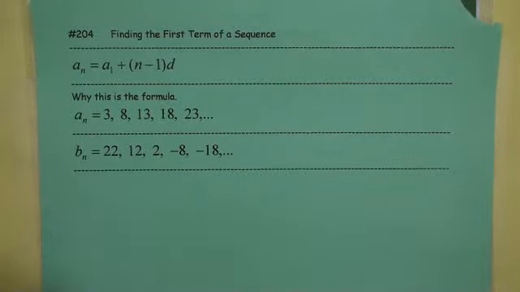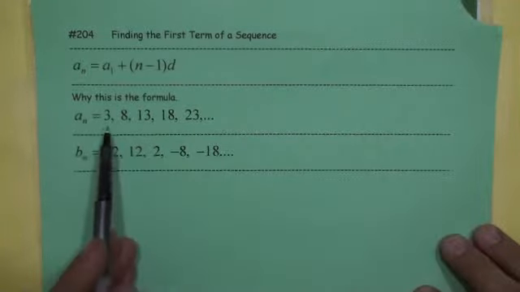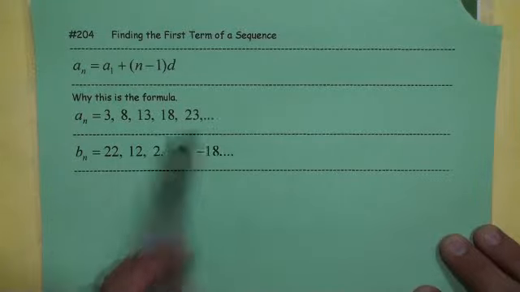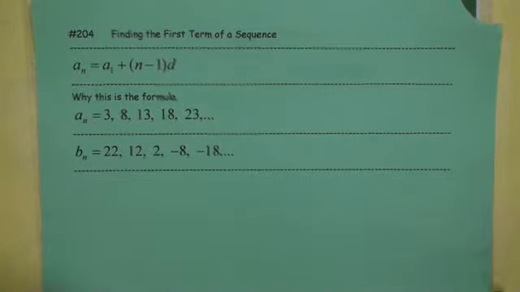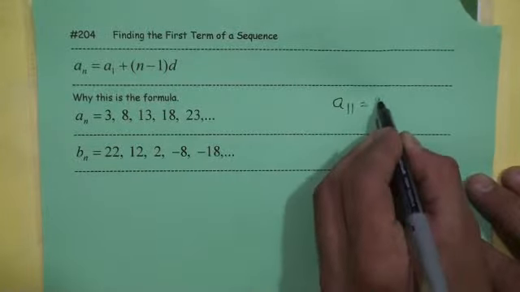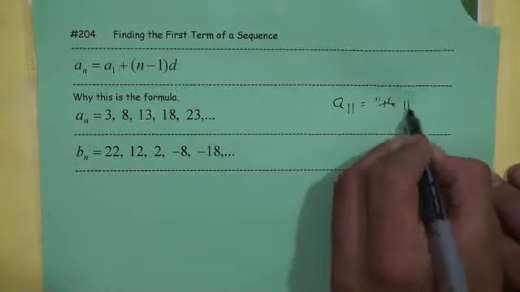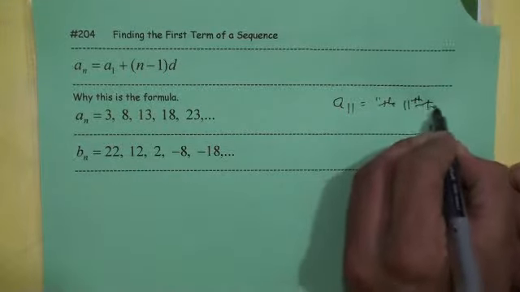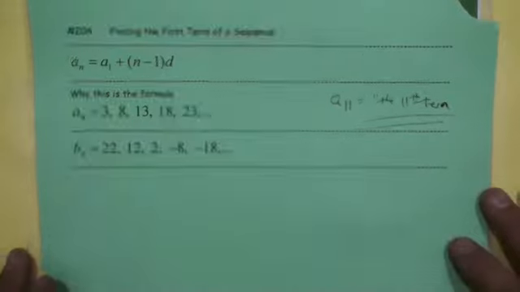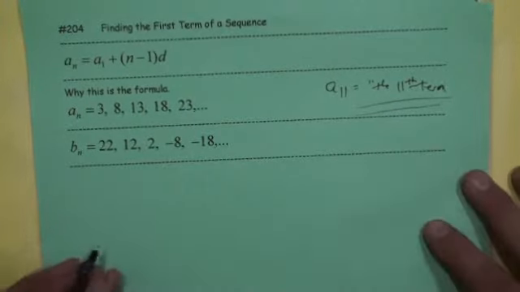Let's say you wanted to find, this is the first term, second term, third, fourth, fifth, sixth, okay? If you wanted to find maybe the 11th term, for example, let's say we wanted to find a sub 11, which means the 11th term. What we would do is plug 11 in for n, and it would be that simple.